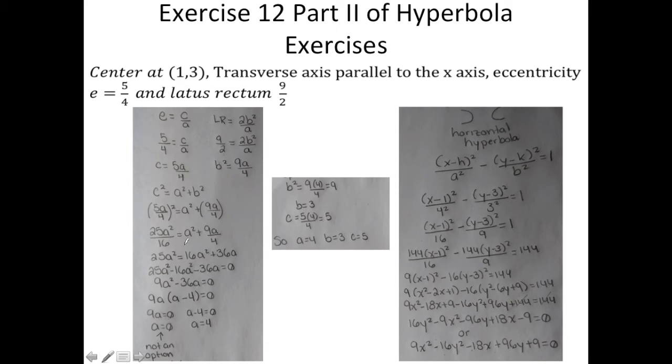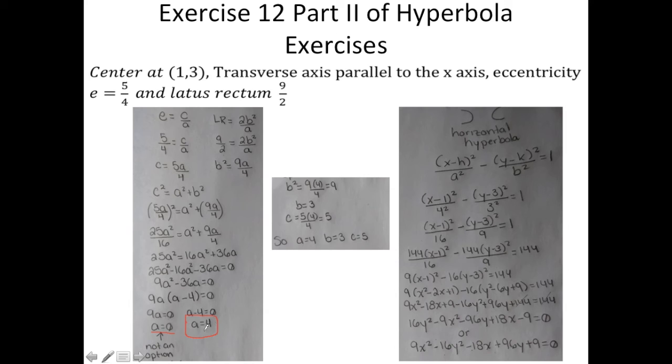Then I pass this one subtracting to the other side, and this one subtracting to the other side, and I end up with 9a squared minus 36a equal to 0. If I factor 9a, I get 9a times (a minus 4) equal to 0, and therefore a can be equal to 0 and a can be equal to 4. Since a is the distance from the center to the vertex, it cannot be 0. So this is not an option. The only one I will take into consideration is a equal to 4.